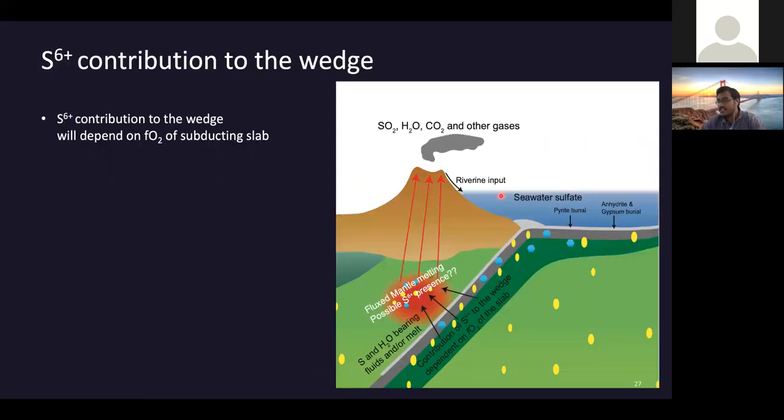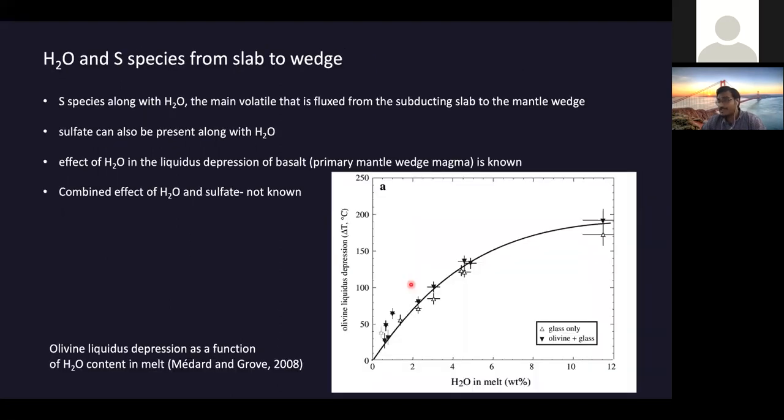As we see that the oxidized form of sulfur might be present in the mantle wedge, the contribution of this sulfate is generally thought to be coming from the subducting slab. So the subducting slab contributes most of its sulfate into the mantle wedge. However, water is the main volatile being fluxed from the subducting slab onto the mantle wedge. Sulfur species can get transferred along with this water, and sulfate might be present amongst the sulfur species.